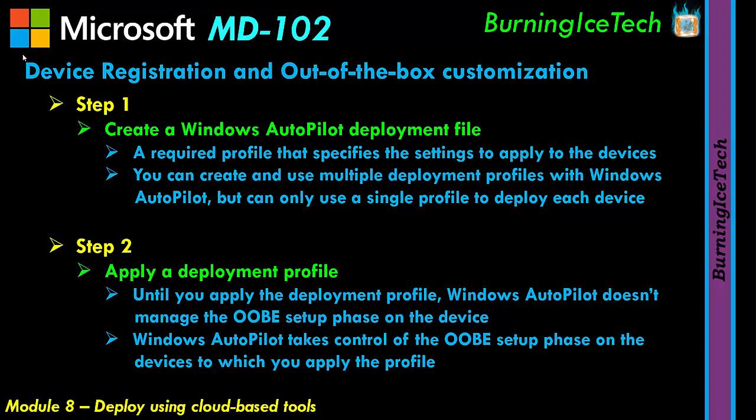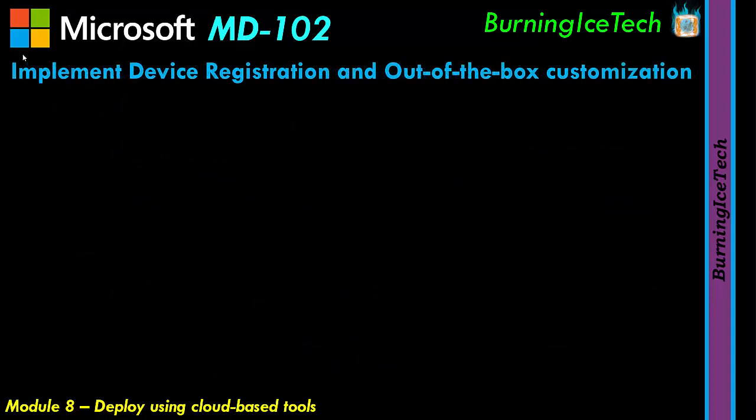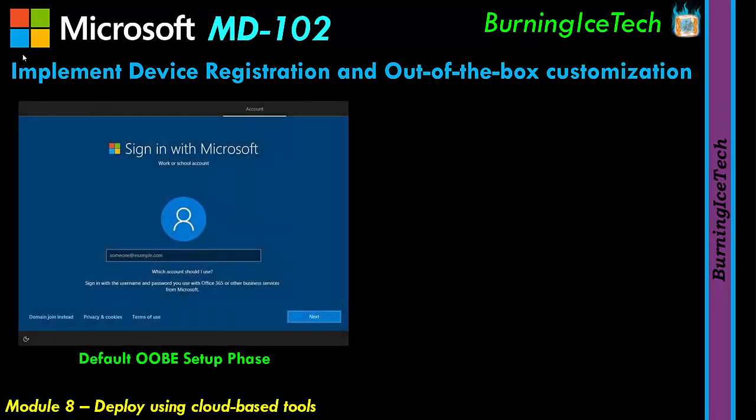Now, in case you're curious what this is going to look like, this brings us to this: implement device registration out-of-the-box customization. So once you've done those two steps I've just spoken about, here on the left, you can see what it would normally look like for the user. That's the default out-of-the-box experience setup phase for the average user if they start Windows 10 or 11. I think this is probably going to be Windows 10, but it's basically the same if you're going to do this on Windows 11.